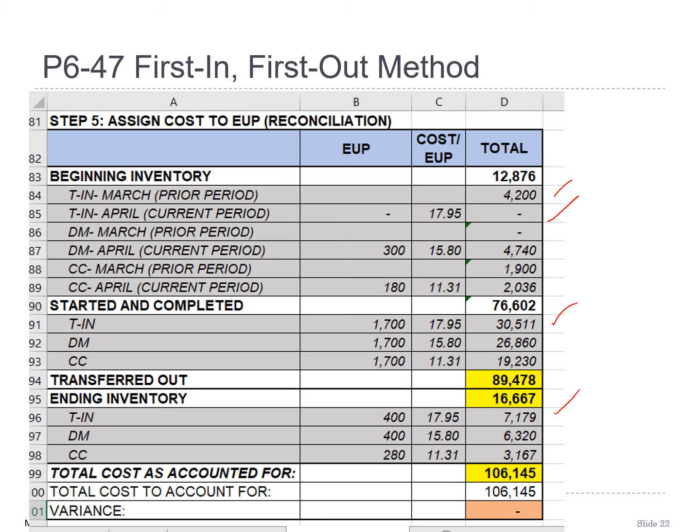Direct materials, March, last period, wala. Kasi nga, wala pa siyang direct materials last month. So, 0 ulit. Pero sa April, binigyan natin ng 300 kasi ngayon siya naging 100%. Ngayon niya lang na-satisfy yung criteria na 50%. So, 15.8 per unit. So, 4,740 yun.